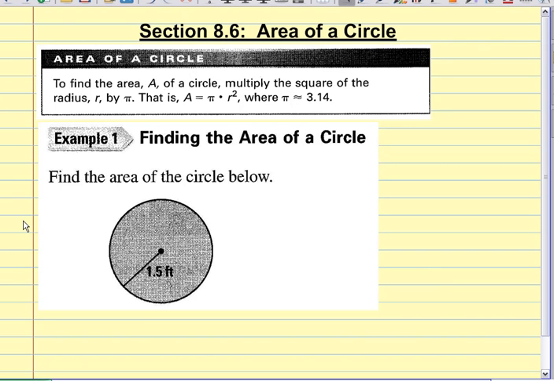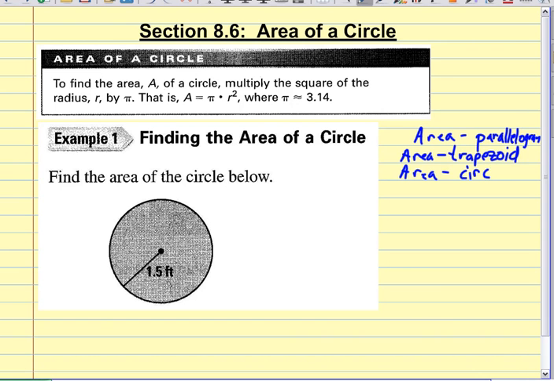Okay, folks, today we've learned the area of a parallelogram. We've learned the area of a trapezoid. And today, we're going to talk about the area of a circle.